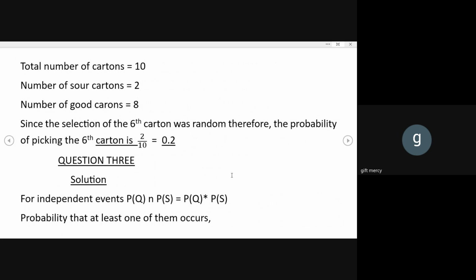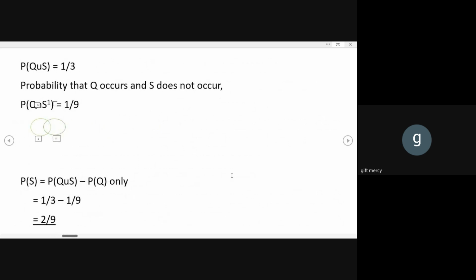When we go to question 3, we have 2 events, Q and S. They have told us they are independent. They have told us the probability of at least one of them occurring, which is the probability of Q union S, is 1/3. And the probability that Q occurs but S does not occur is 1 out of 9. They want us to find the probability of S.